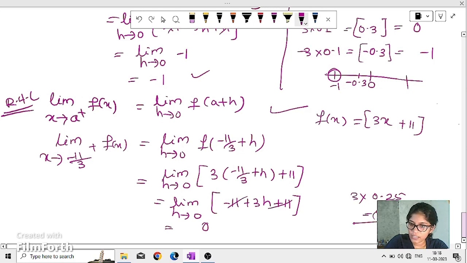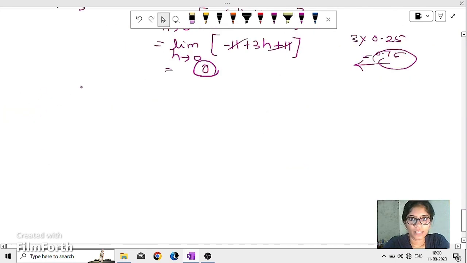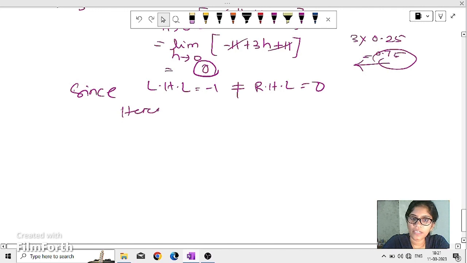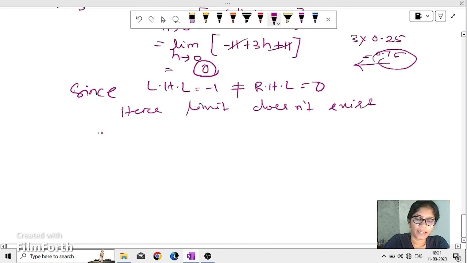So it is the greatest integer function. Left hand limit is -1 and right hand limit is 0. Since the left hand limit is equal to -1, which is not equal to the right hand limit equal to 0, that means here the limit does not exist. The limit does not exist, that implies the function is discontinuous.